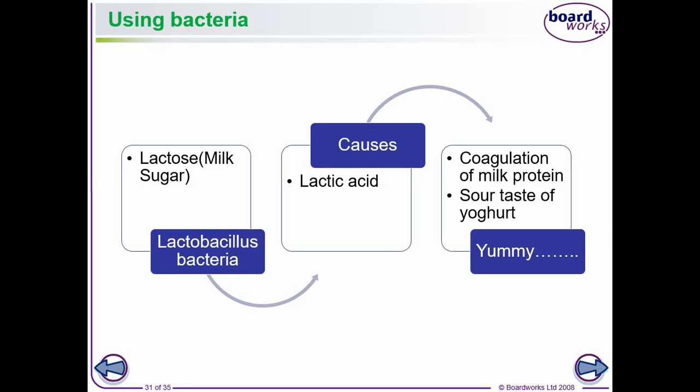It feeds on the lactose and uses it in respiration. Respiration is the breaking down of food. So the bacteria breaks down the food, which is the lactose, to get energy. With energy, lactic acid is also produced. This lactic acid leads to two things. First of all, coagulation of milk protein. So this changes the milk from liquid to solid or semi-solid, and it also gives the yogurt its sour taste.